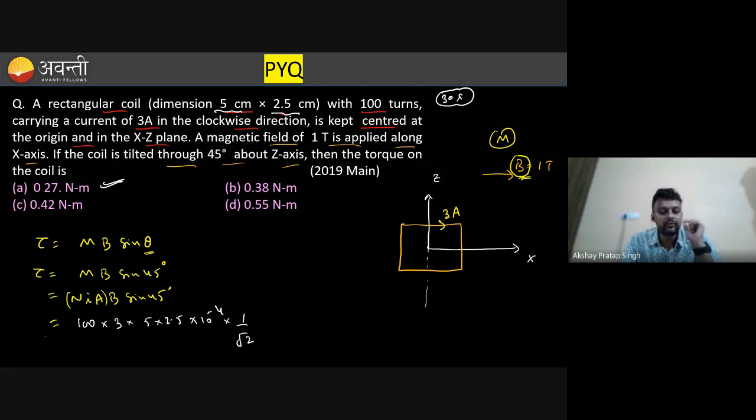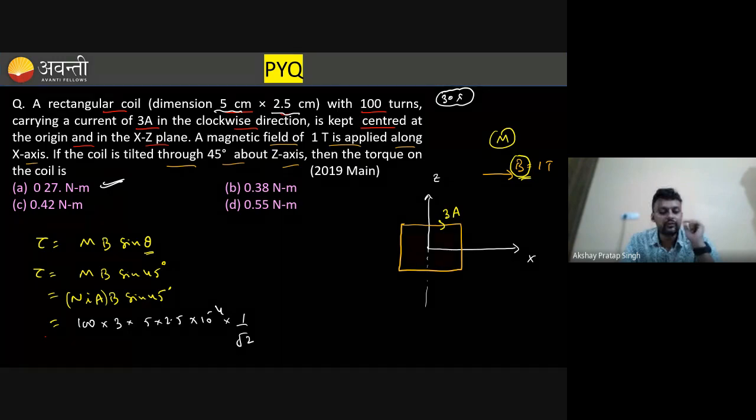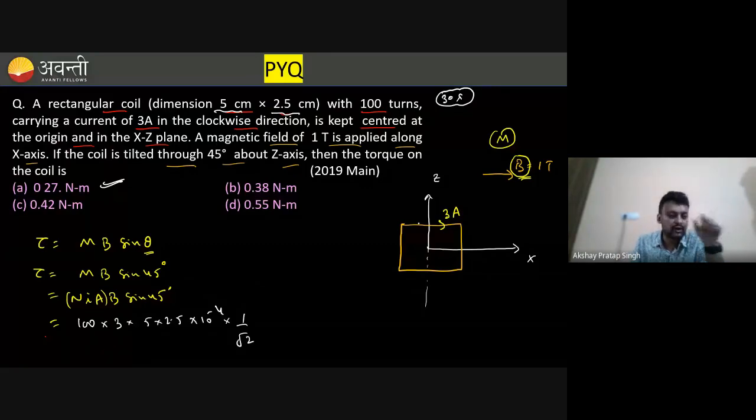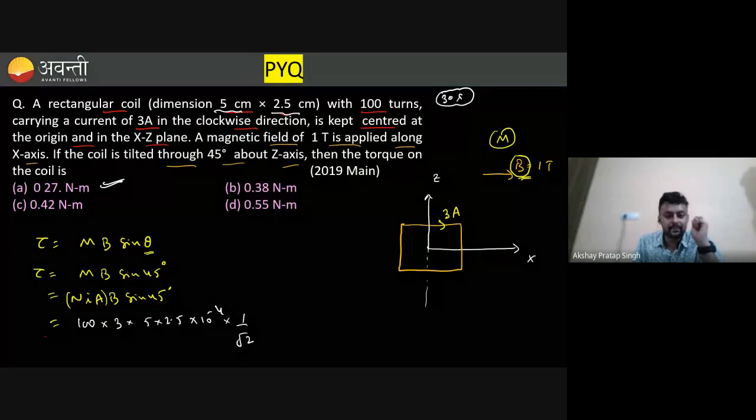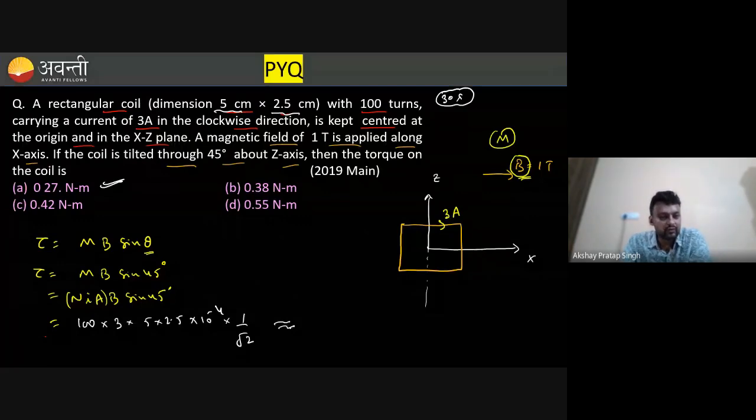So what's the main thing here? The tilting. When you tilt the coil, it will make 45 degrees. This question was asked in 2019. So I hope this is very much clear to you. You can solve it and get the answer. Moving further to the next question, which was given to you in the homework.